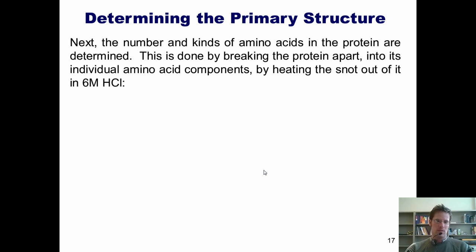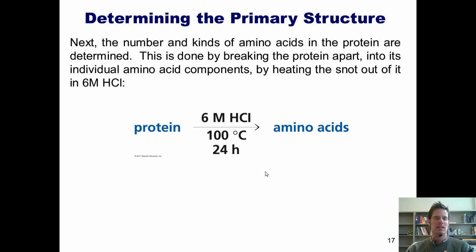The next step we do is we try to figure out the number and kinds of amino acids. This is done by breaking the protein apart into its individual amino acid components by heating it intensely with 6 molar HCl. So I might have a protein that's composed of hundreds or thousands of amino acids. I boil it with aqueous HCl, and what it does is it breaks every single amide or peptide bond in the entire protein, hydrolyzes it to give the individual amino acids all floating around in solution.